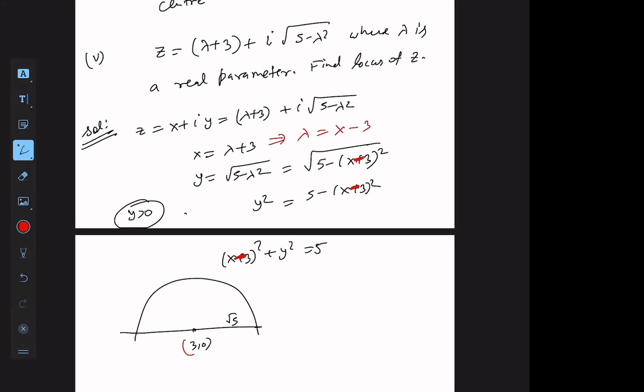Y is equal to under root. So if y is equal to root, it means y must be greater than equal to 0. What is y? Y is root. So y must be greater than equal to 0.